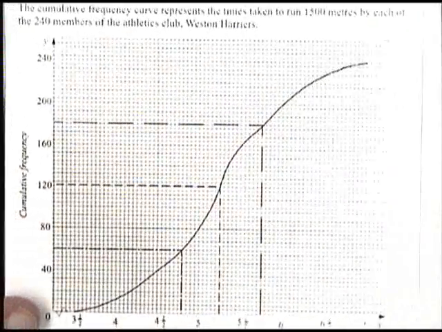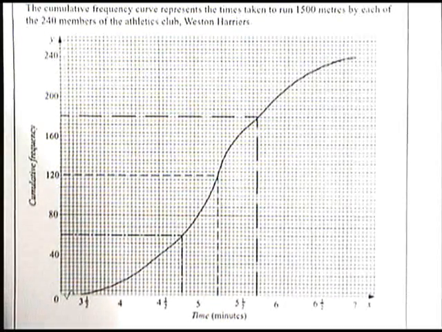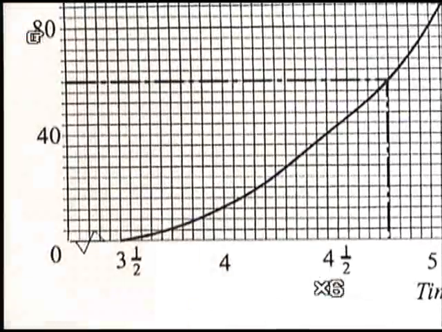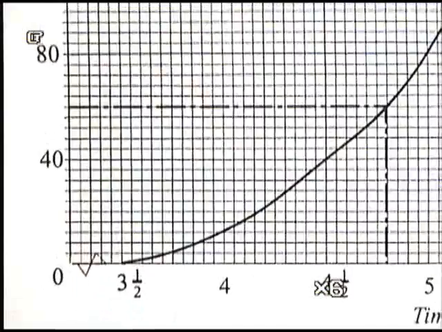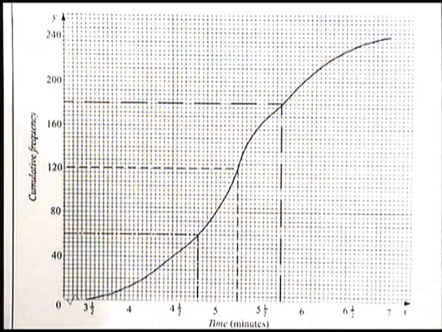What we've got here is a cumulative frequency diagram representing the times taken to run 1500 meters by each of the 240 members of the athletics club Western Harriers. You've got the time in minutes along the bottom. Now there's a break in the scale here. You see there's a little zigzag there. If I zoom in on that, they haven't gone all the way down to 0. They're starting it off at 3.5 minutes, and they've got that zigzag there to show it. Up the side, we've got the cumulative frequency, and it's stopping at the 240 mark.